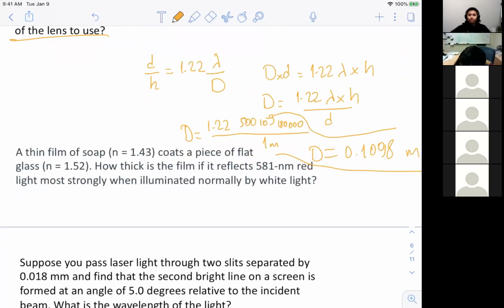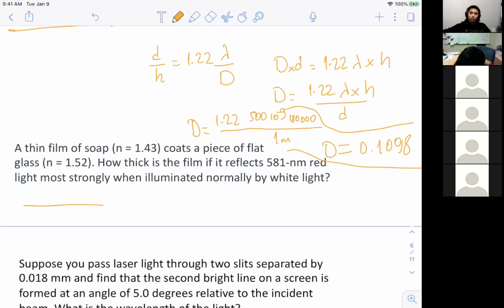Okay, so when you have thin films, let's say it's soap and you have the glass. You send a bunch of light, but what you see is the 581 nanometer light reflects strongly. Which means that the waves will constructively interfere, which means that they will have the same phase. So think of a wave, so it goes this way. And then the second wave, and you add them, right?